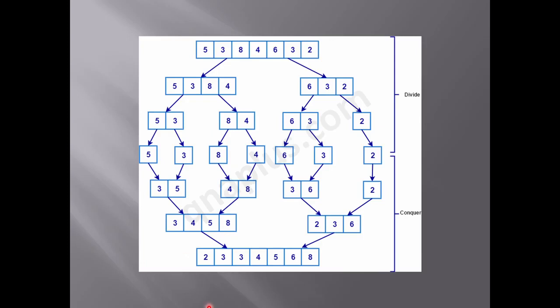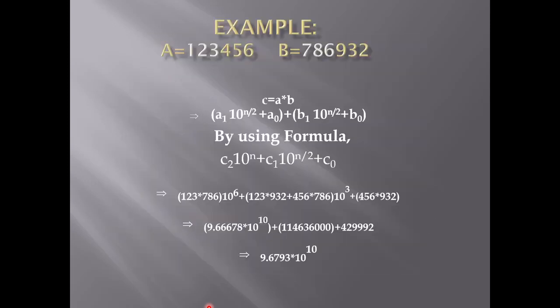With the help of the divide and conquer rule, we are going to solve multiplication of large integers. Let us take a number A equal to 1, 2, 3, 4, 5, 6. B is equal to 7, 8, 6, 9, 3, 2. We are going to solve this by the divide and conquer method. To solve this, we have a formula.